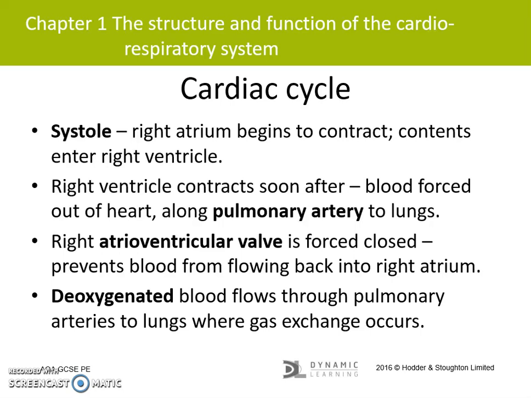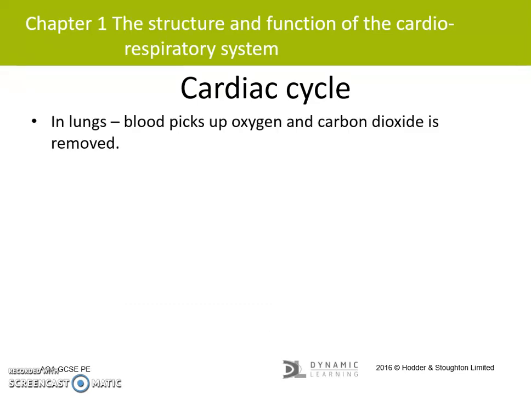Any deoxygenated blood goes through the pulmonary artery to the lungs, where we get all that gaseous exchange taking place. Now, in the lungs, we've had our deoxygenated blood come back from our muscles, it's gone into our atrium, it's gone down to our ventricles, and it's been pumped up to our lungs. That's where we pick up oxygen. We get rid of any carbon dioxide.